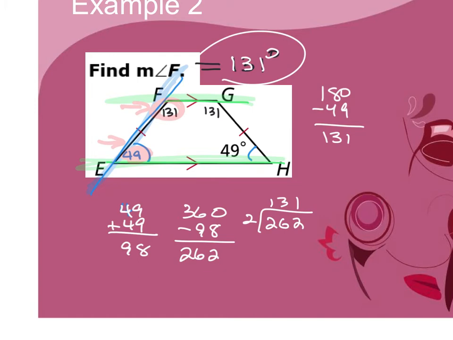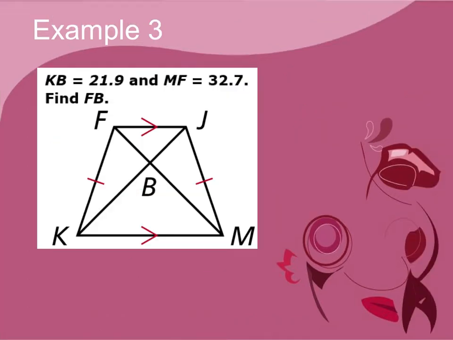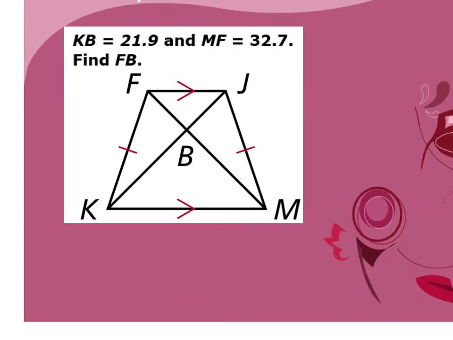Let's try example 3. Another trapezoid sitting on its base. I've got congruent legs, so this is an isosceles trapezoid. So let me go ahead and label in my picture what I've been given. They gave me KB, and KB is right here, and they're telling me that has a length of 21.9.